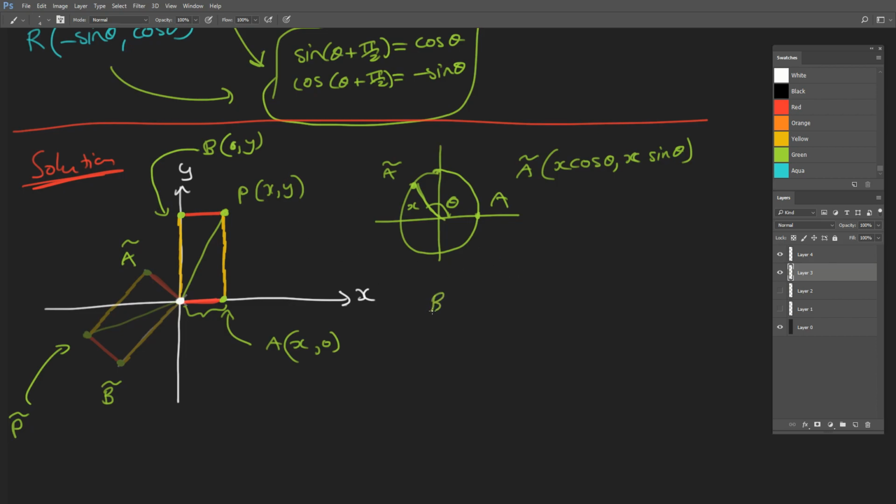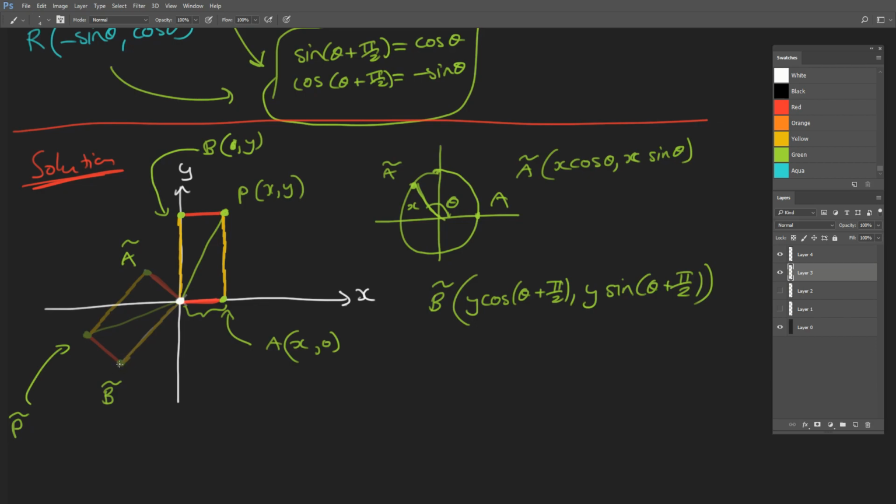And then we can do something similar with the coordinates of B tilde. Now keep in mind that B lies on the circle with radius y, and as before we have theta here, and that's pi on 2, so the whole angle is pi on 2 plus theta. So the coordinates of B tilde will be y times cos of theta plus pi on 2, and y times sine of theta plus pi on 2. So I've got the coordinates of A tilde and B tilde, and we can now use this to find P tilde. So how would we get that?